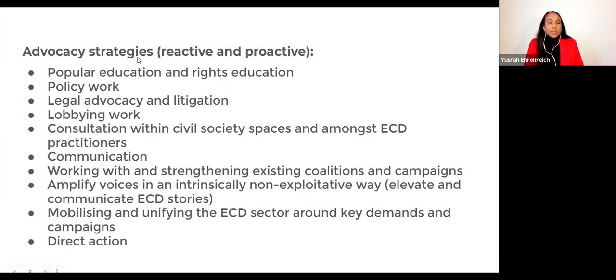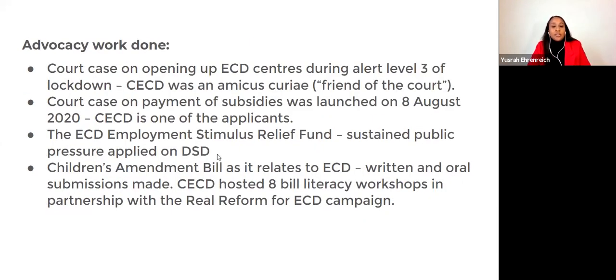So, as you can see, there are various ways to advocate for ECD, and different approaches can be taken. The advocacy strategies we choose to adopt will definitely vary depending on the campaign as well as the objectives of the specific initiatives, taking into consideration what is most effective, what is constructive, and this will always be quite flexible as well as multi-layered. Then, to give a brief summary of the advocacy work done so far, as Eric mentioned at the beginning, CECD was involved in 2 court cases.